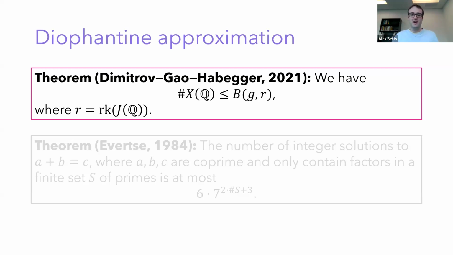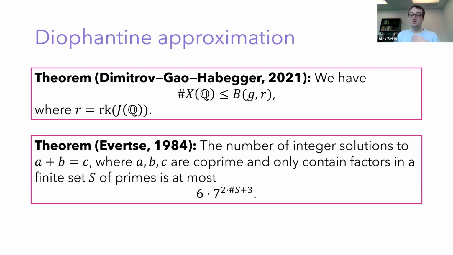And much earlier than this, for a very particular equation, one of the simplest kinds of Diophantine equations, called the S-unit equation. This was studied by Evertse, who also used Diophantine approximation techniques to give you an upper bound on the number of solutions to that equation.